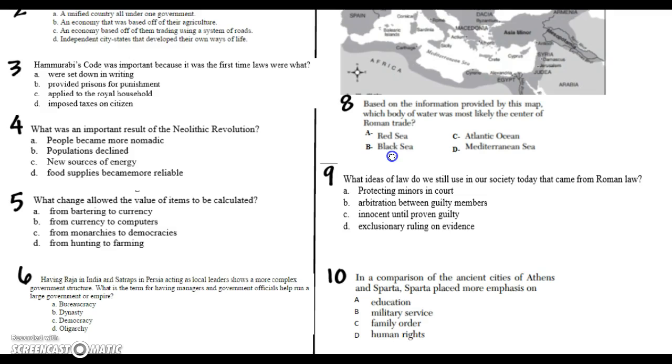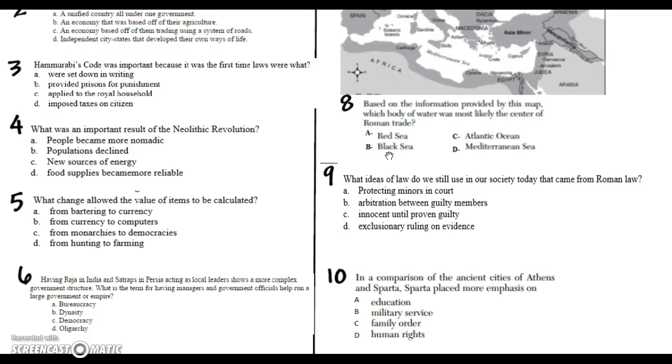Number 5. What change allowed the value of items to be calculated? A. From bartering to currency. B. From currency to computers. C. From monarchies to democracies. D. From hunting to farming.